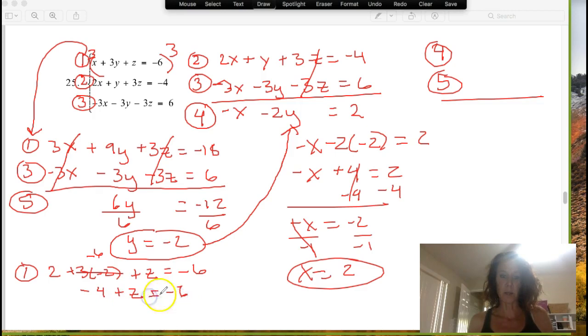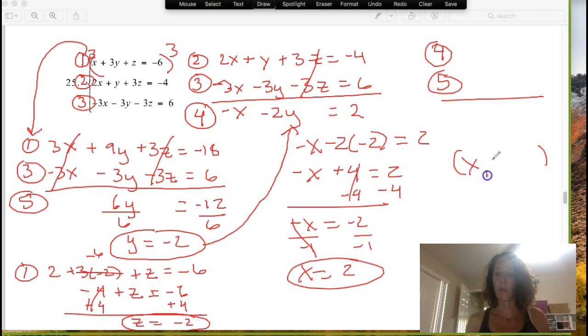That's supposed to be an equals. Go ahead and solve for z. Add 4 to both sides. That will give me z equals negative 6 plus 4, which is negative 2. So now I have x, y, and z. And I can write them as an ordered triplet, x, y, z. It would look like this. My x is 2, my y is negative 2, my z is negative 2.